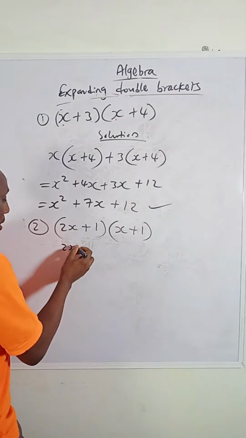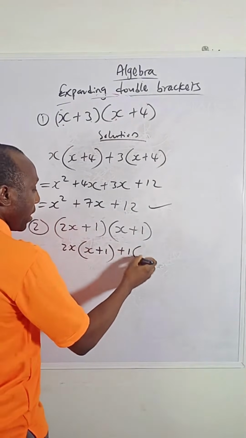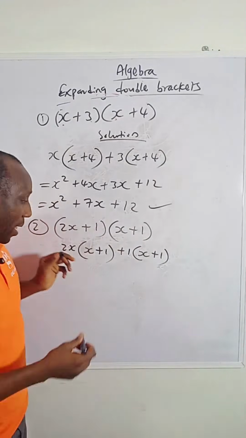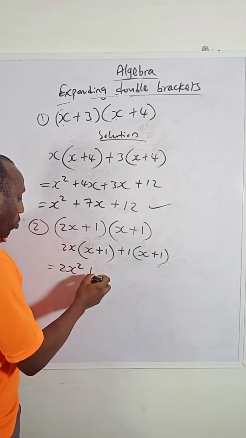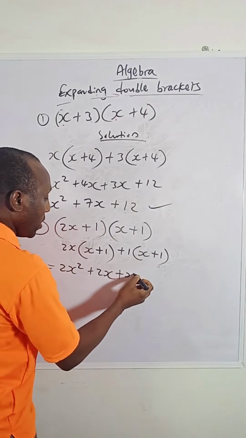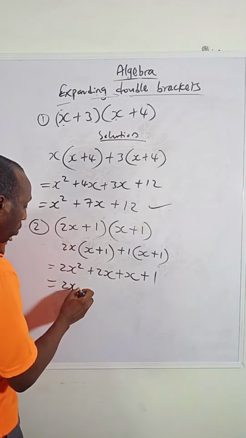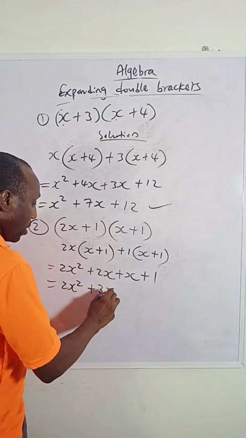That will be 2x bracket x plus 1, right? And then plus 1 bracket x plus 1. So what is 2x times x? That's 2x squared. And what is 2x times plus 1? That's plus 2x. Then you come here, plus 1 times x is plus x, and plus 1 times 1 is 1. So you have 2x squared, 2x plus x is 3x, and then plus 1.